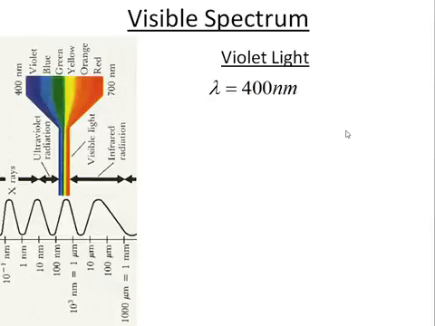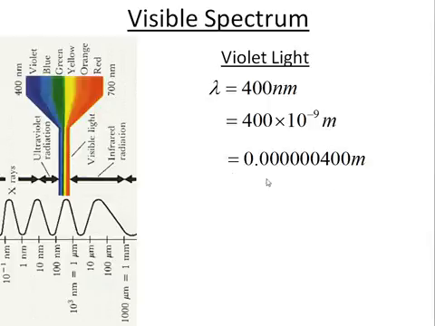We can do a very similar thing for violet light, which is at the short end of the visible spectrum, and violet light has a wavelength of 400 nanometers. So, doing the same thing, you can replace nano with 10 to the minus 9, and then to put it into decimal notation, you get rid of the 10 to the minus 9 and move the decimal place 9 spots to the left. And so there's violet light in decimal.